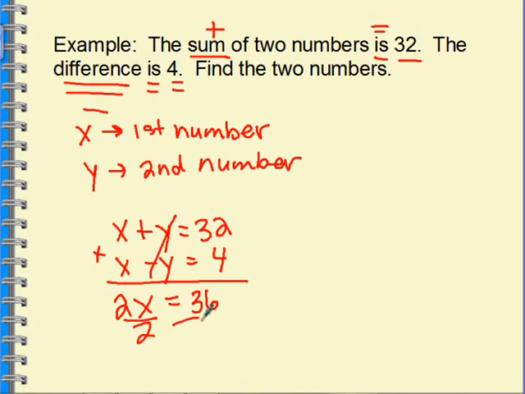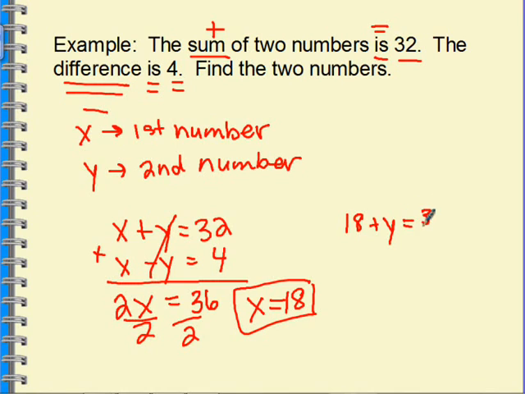So I can divide by 2 on both sides. So my first number is 18. My second number, I need to pick either one to plug it back into. We could just pick the top one. So plug in 18 for x. So now this will say 18 plus y equals 32. And what am I going to do to both sides? I'm going to subtract 18. So I get y equals 14.